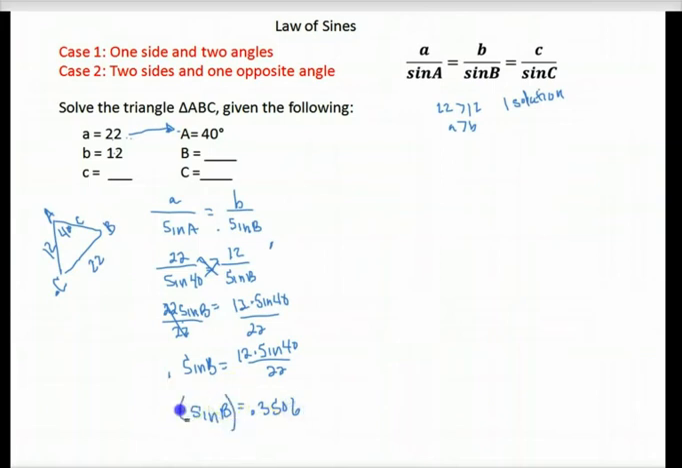So we know we have a solution because our number is less than 1. So we take the inverse sine to get B by itself. And I get B is the inverse sine of 0.3506. And again, I just leave that entire number in my calculator, so I'm not rounding, but you should get something close to me, even if you round it. You should get close to 20.5. So we found 20.5 for our angle B.